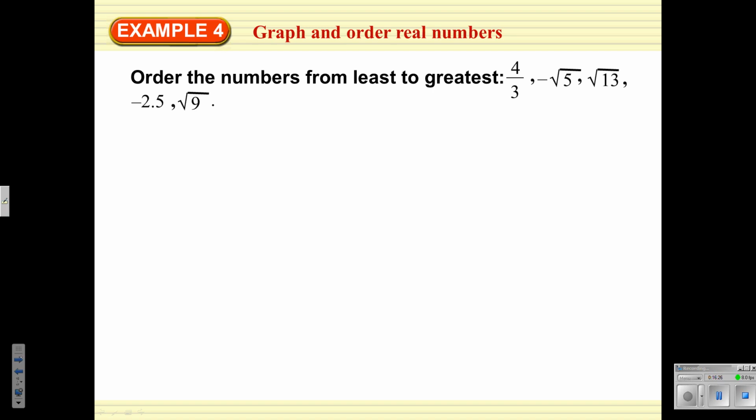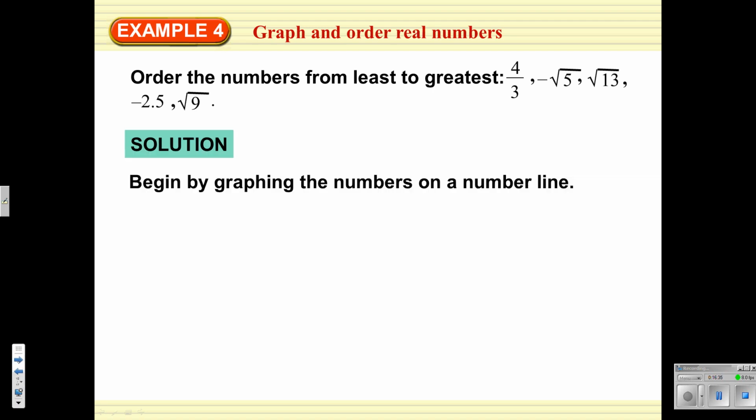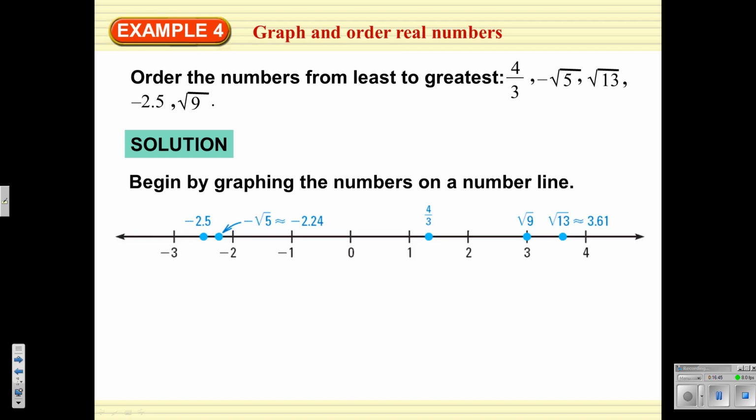All right, example 4. Graph and order real numbers. Order the numbers from least to greatest. Well, you can graph the numbers on a number line. Obviously, our negatives are going to be the furthest to the left, and our positives will be further to the right. So here's our number line. You have it on your paper.